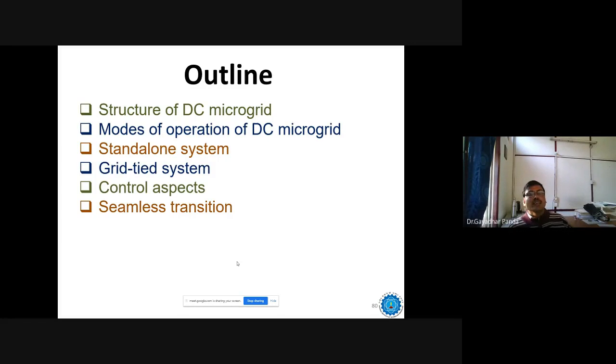Similarly, islanding detection is another major issue: how quickly you can detect that the grid is isolated, and accordingly the control technique will be changed. When the grid is connected, the inverter is controlled in current control mode. And when the grid is isolated from the microgrid, you have to operate the inverter in voltage control mode, because you have to maintain the voltage and frequency.